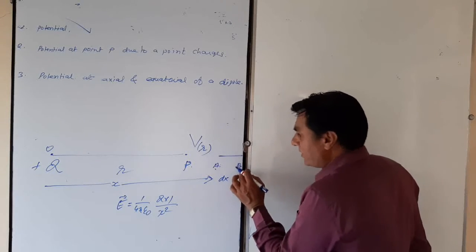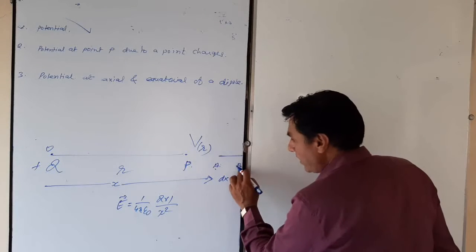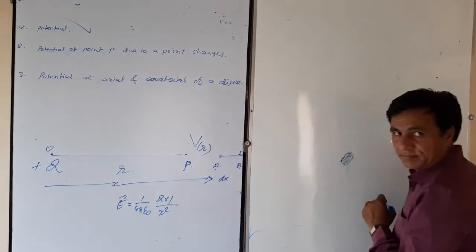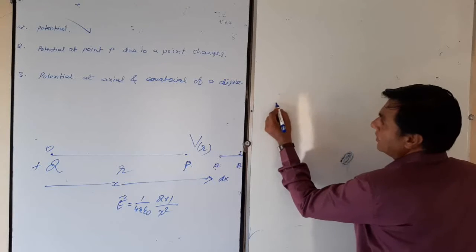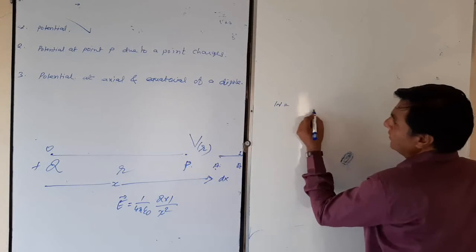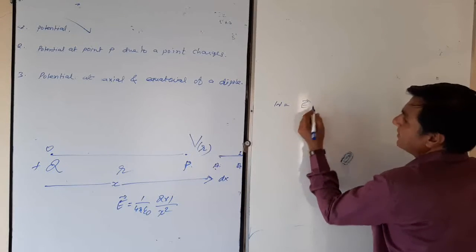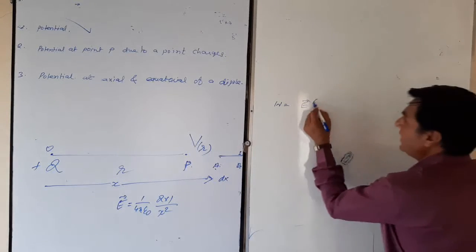Now, the total work done in bringing a unit positive charge from B to A. How much work done? Total work done, W is equal to vector E dot vector displacement.